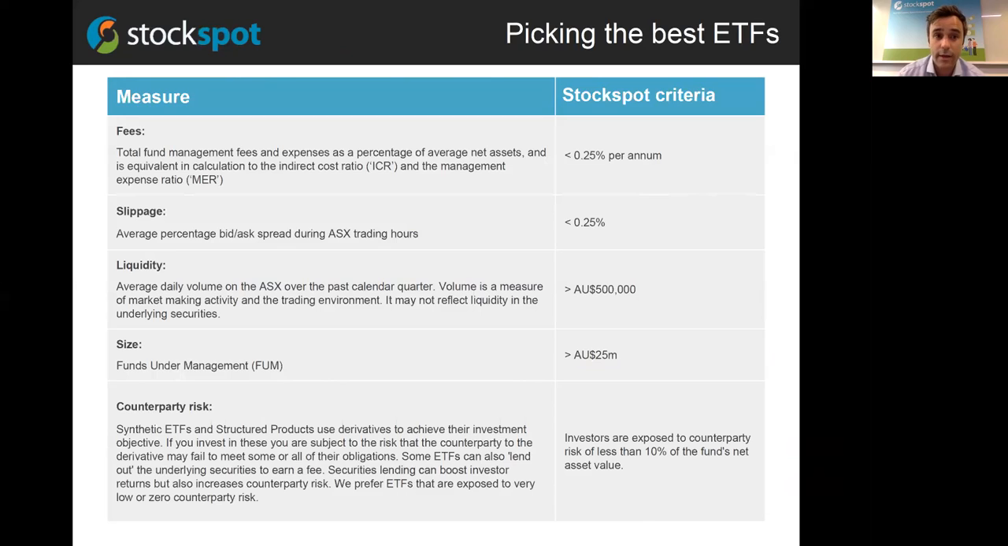Now, this slide looks at the 5 factors that we look at probably more closely than any others when we're selecting ETFs for our clients' portfolios, and I'm going to talk through each one by one. So first of all, is fees.